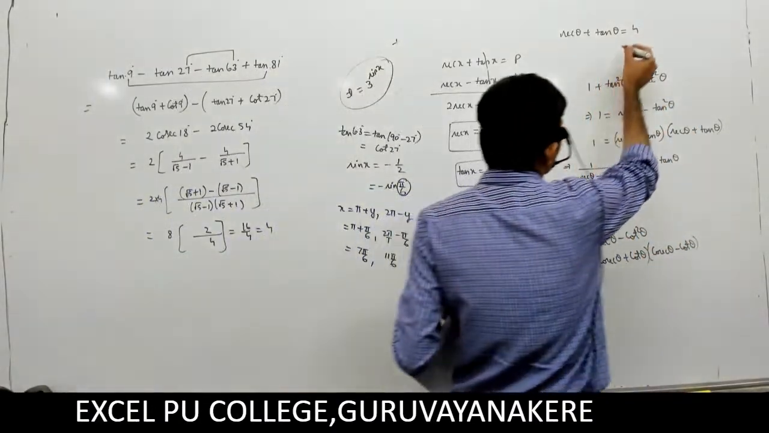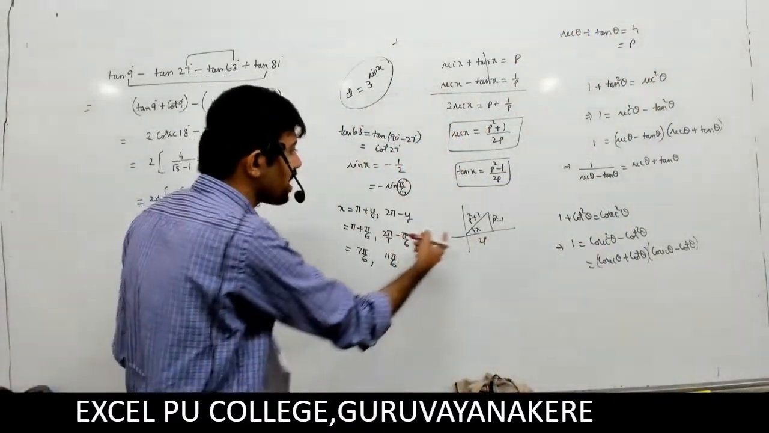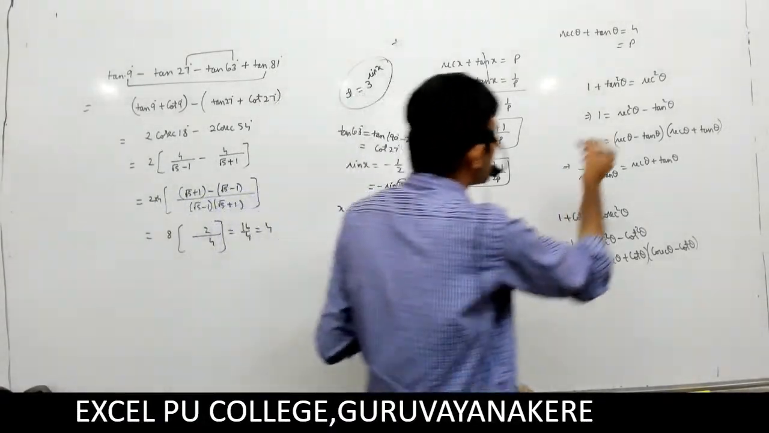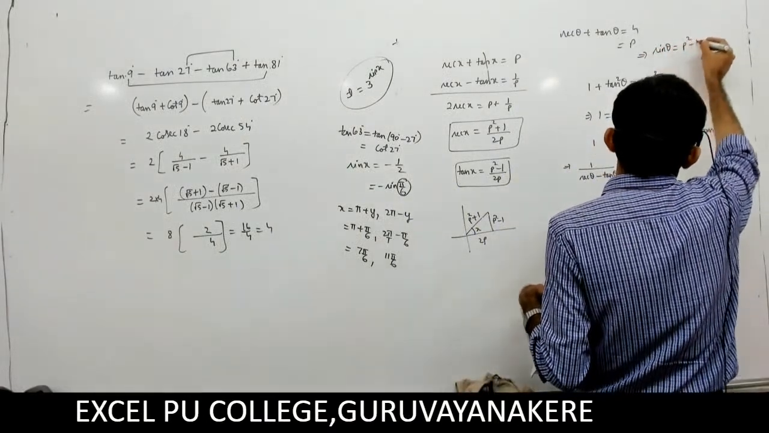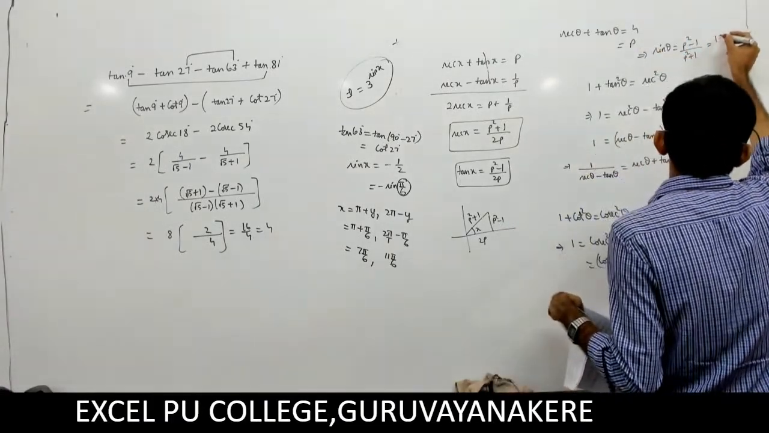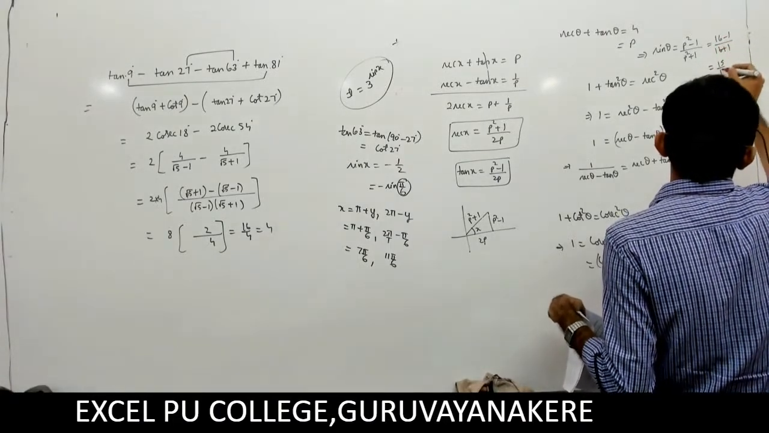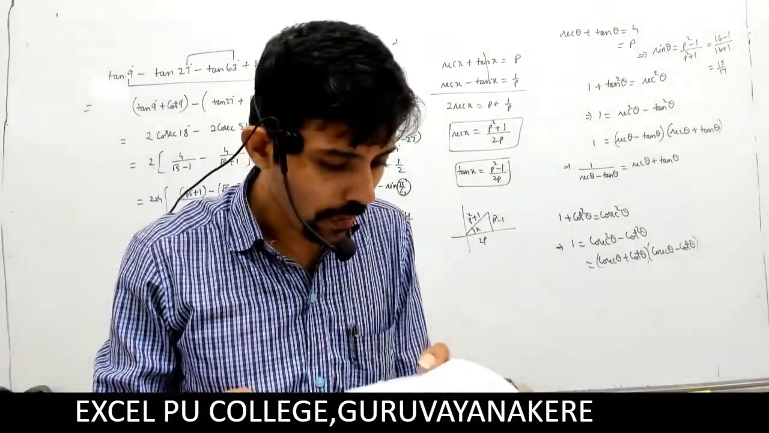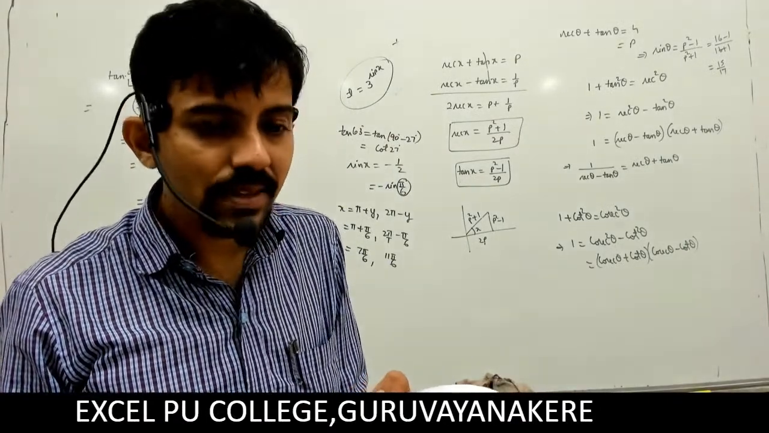So take this as p. If secant theta plus tan theta is p, what is sin theta? Sin theta is opposite by hypotenuse, p square minus 1 by p square plus 1. What is the value of p? 4. 4 square is 16, minus 1, over 16 plus 1. So we get 15 divided by 17. So the value of sin theta is 15 by 17. From this, we get the answer, which is option 3.